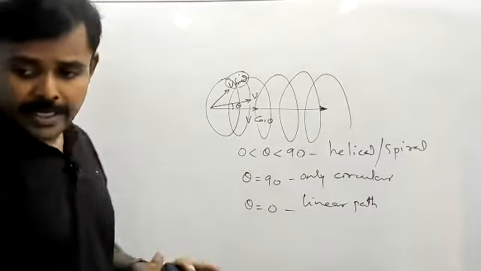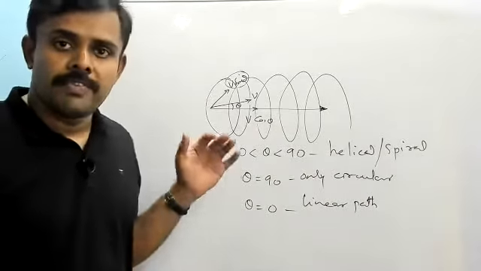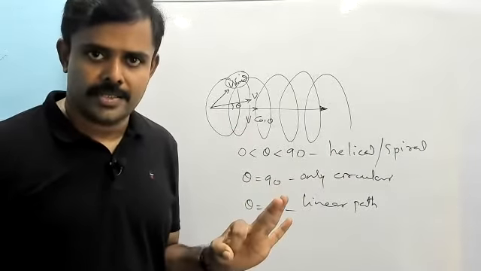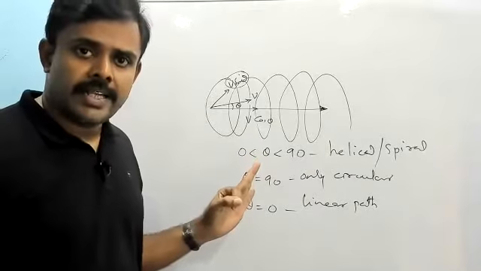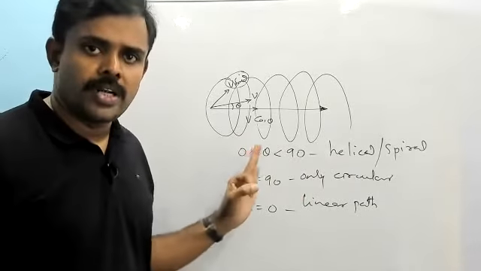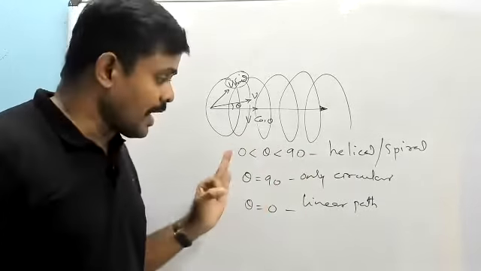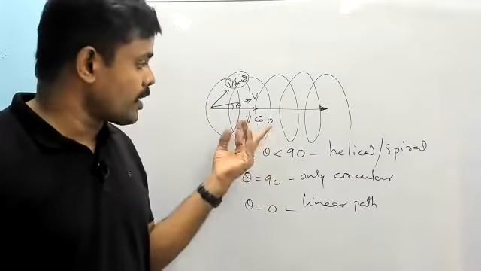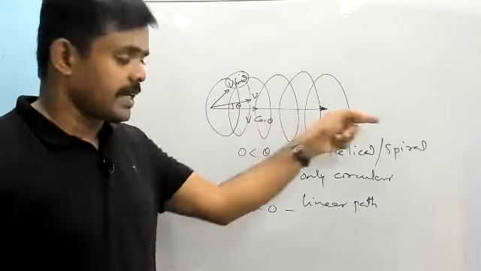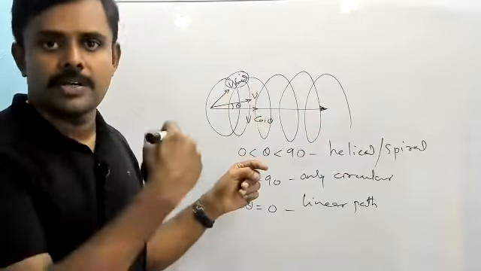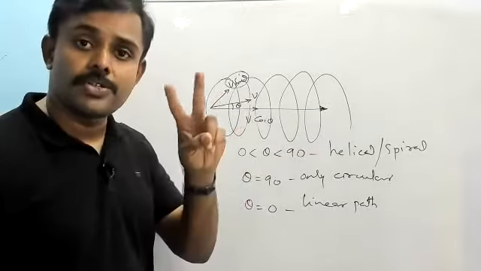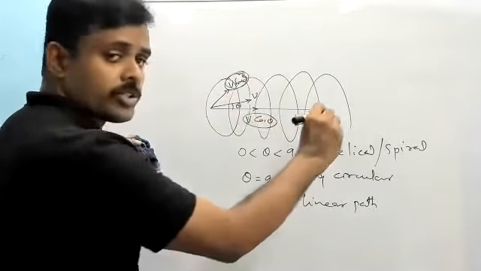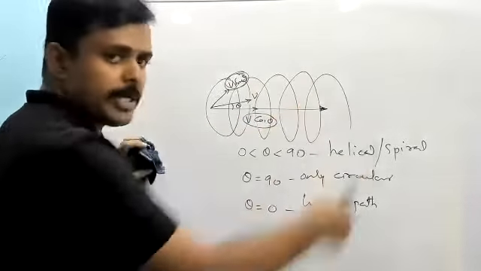So there are three cases again. I'll repeat. Whenever a charged particle is shot into a magnetic field, there can be three cases. First one, at an angle between 0 and 90, that is 0 less than theta less than 90. In such a case, the particle will have two components. One is V cos theta along the direction of field. Second is V sin theta perpendicular to the direction of field. These components give two motions. This component gives a circular motion, while this component gives a linear motion. So the combined path will be a helical path or spiral path.